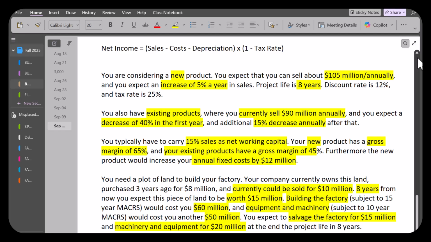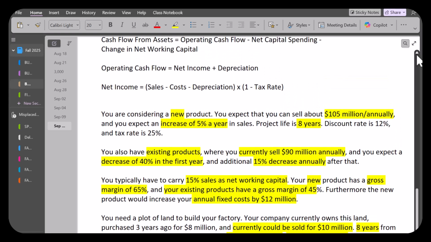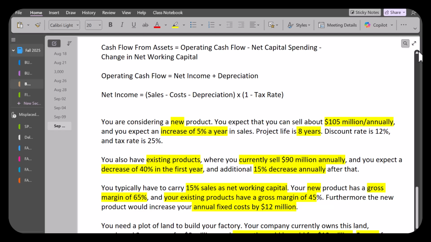On Tuesday, we talked about basically the principles governing figuring out what sort of cash flows are relevant. And we defined the concept of the cash flow from assets, operating cash flow.